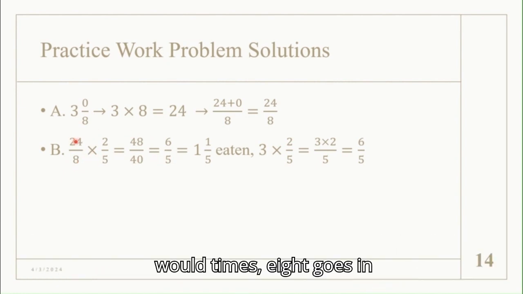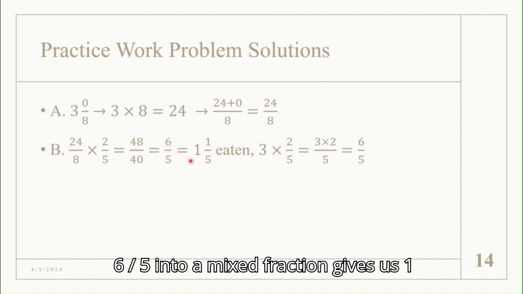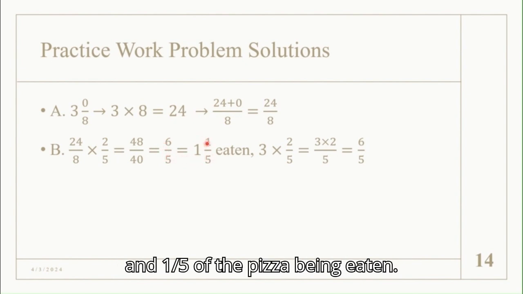And so we get 24 divided by 8 times 2 divided by 5, which is equal to 48, because that's 24 times 2, divided by 8 times 5, which is 40, which we can simplify down to 6 over 5, because 8 goes into 48 6 times, 8 goes into 40 5 times, and that's how we would simplify this. And then converting 6 over 5 into a mixed fraction gives us 1 1/5 of the pizza being eaten.